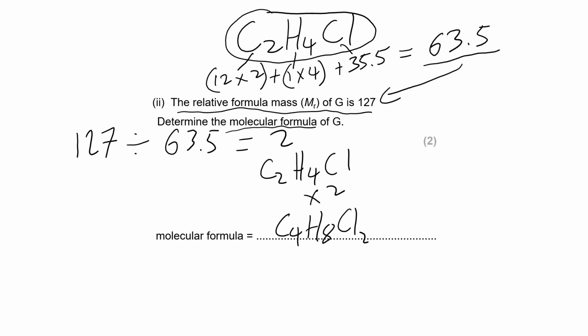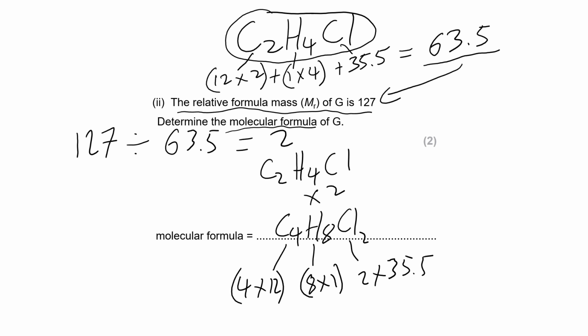So that becomes C4H8Cl2. If you want to double check that you've got the right answer, you can work out the Mr of this compound and just check that it adds up to 127. So that's 4 times 12, 8 times 1, and 2 times 35.5. Add all those numbers together, and that should equal 127. And that's how you calculate or determine the molecular formula when you've been given the empirical formula and you've been given the Mr.